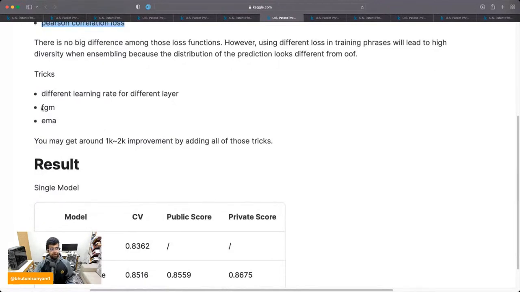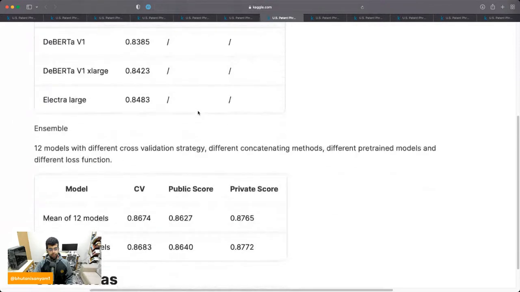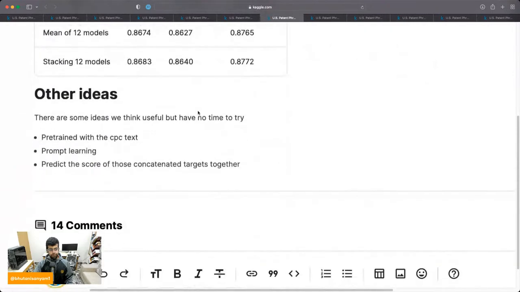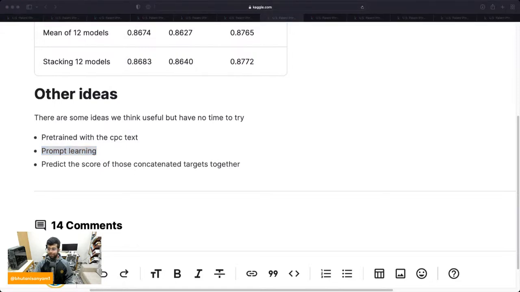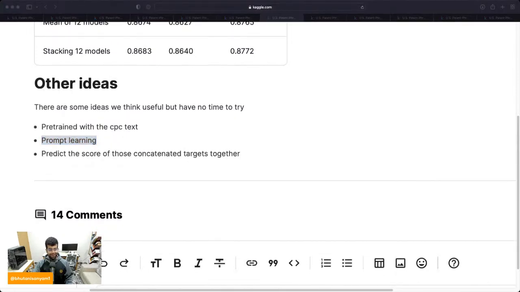Some tricks shared, again, adversarial training and moving averages were helpful. And differential learning rate for each layer was helpful for this team. They've shared the scores for all the models. And some ideas that they had was trying prompt learning. I think this came up for all of the teams. This stemmed from the fact that there was a team having this name on the leaderboard.